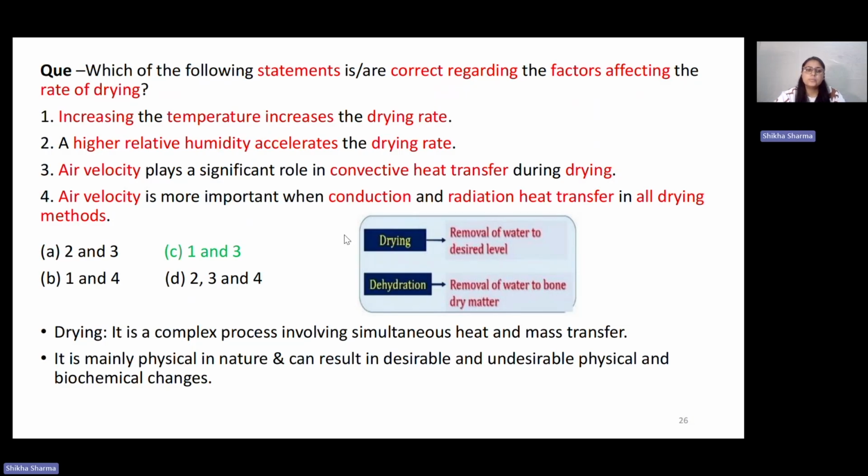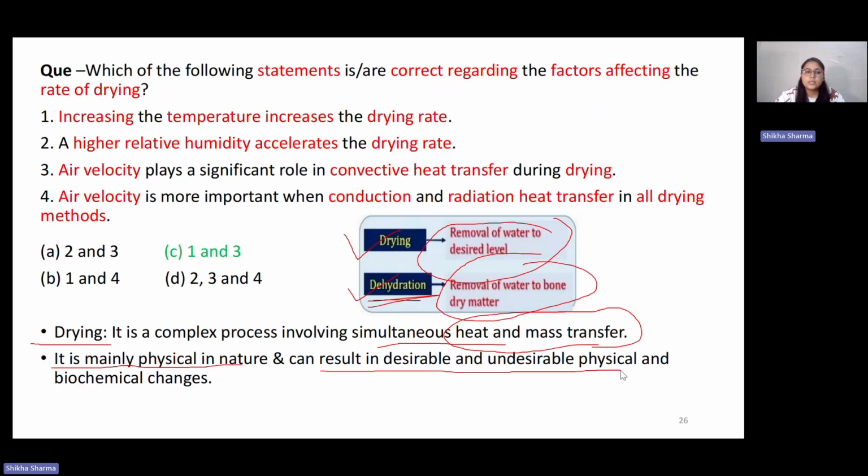Basically there are two terms, drying and dehydration. Drying is the removal of water up to a desired level, whereas dehydration is removing the water up to a bone dry condition, so this is a much lower water content. Drying is a complex process involving simultaneous heat and mass transfer operations. It is mainly physical in nature and can result in desirable and undesirable physical and biochemical changes. It involves heat addition and water removal.